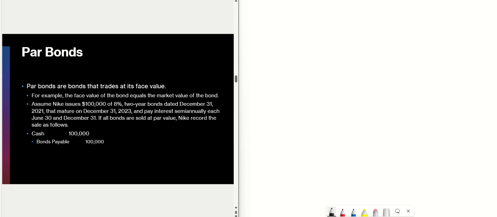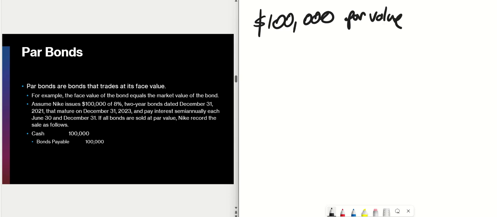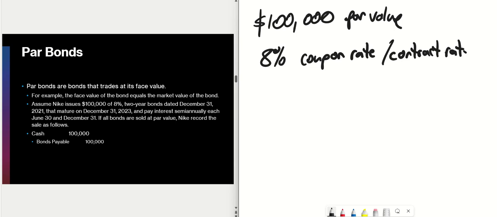So I have here a scenario. Assume Nike issues $100,000 of 8% 2-year bonds dated December 31st, 2021. So I'm going to put on here 100,000. That's going to be my par value. Okay, and it's 8%. 8% is going to be the coupon rate or contract rate, also known as stated rate.